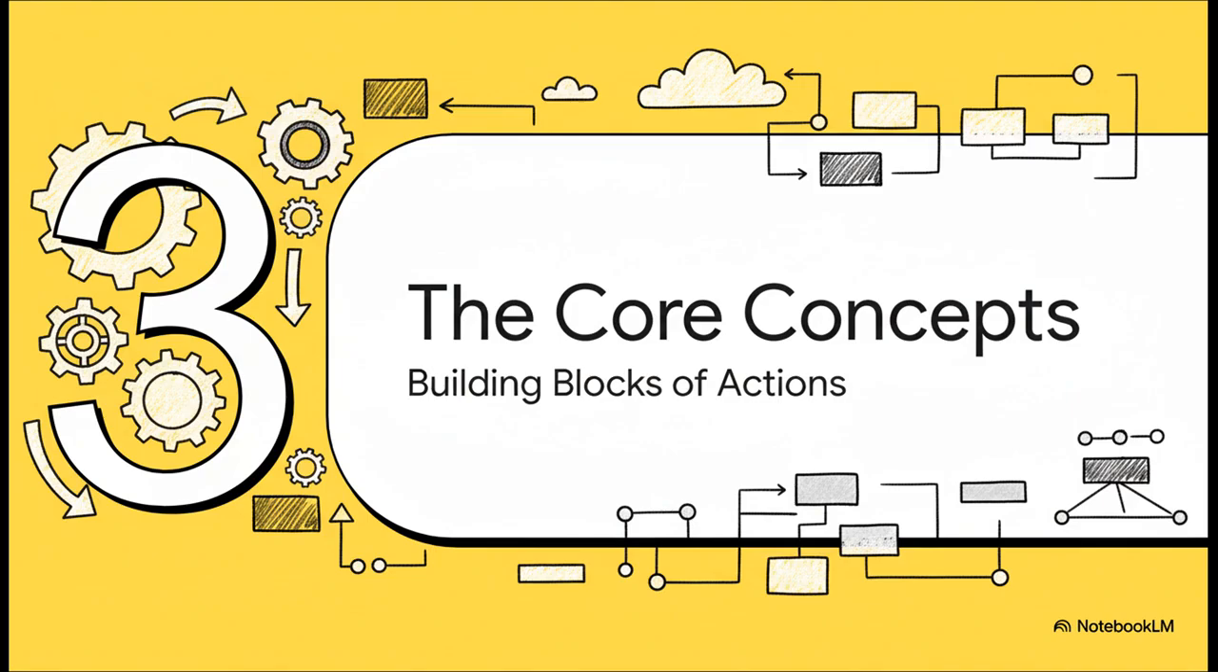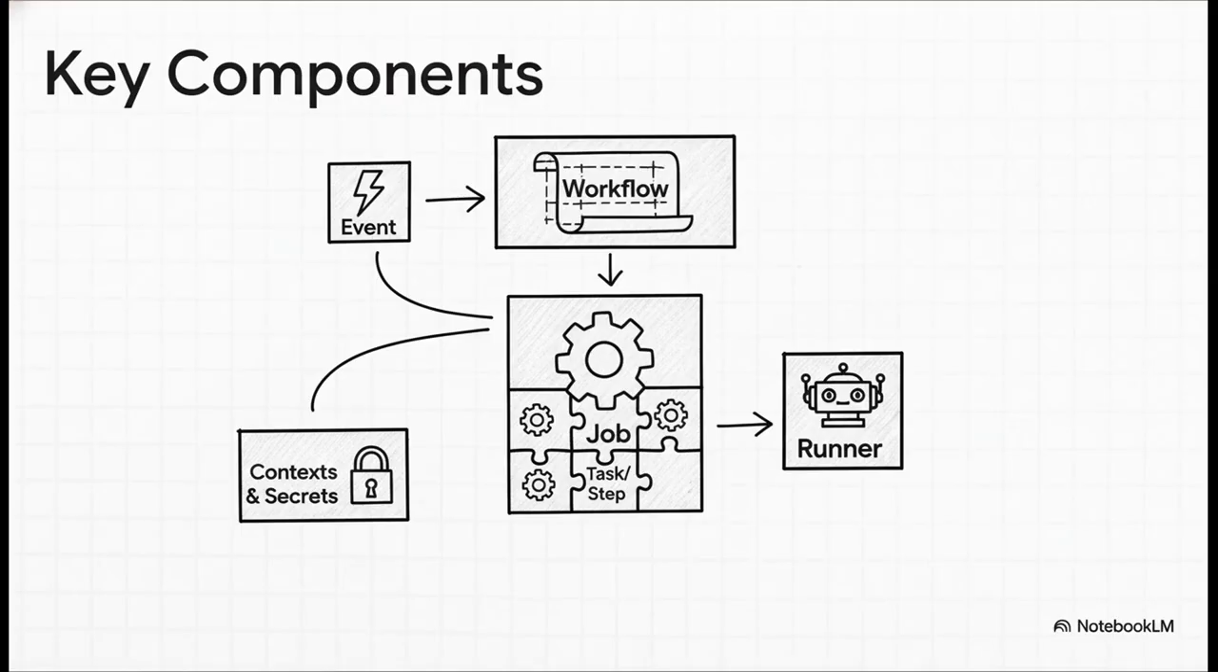Now, to really get good with GitHub Actions, you just need to understand a few of its fundamental building blocks. So let's pull back the curtain and break down the core concepts that make the whole thing tick. We're going to look at these 6 key pieces. We'll start at the very top with the workflow. Then we'll look at the event that kicks it off, the jobs that do the work, the runner that executes those jobs, the individual tasks or steps inside each job, and finally, how to handle sensitive info with contexts and secrets. Ready? Let's start with the big one.